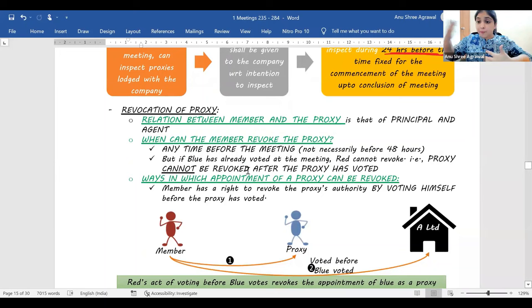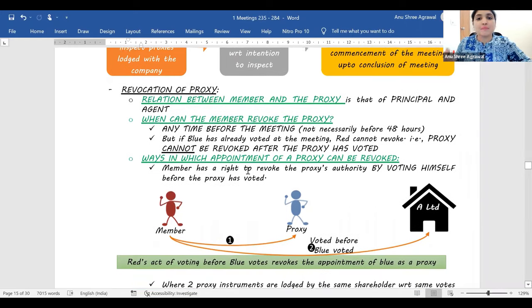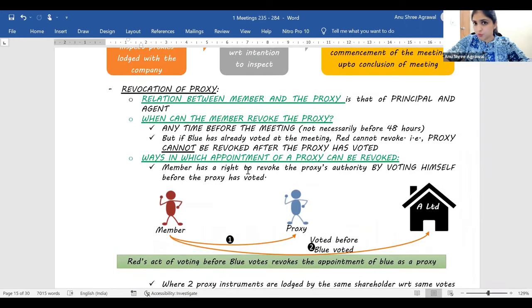All right. After appointing a proxy, can I cancel his appointment? Yes. Between shareholder and proxy, what kind of relationship exists? A principal-agent relationship exists between shareholder and proxy. So once the shareholder appoints a proxy, the shareholder can revoke his appointment. How? Before the proxy can vote, the shareholder can go and vote. Once the shareholder votes before the proxy votes, will even the proxy get to vote? Obviously not. By simply going and voting before the proxy can vote, he can revoke the proxy.